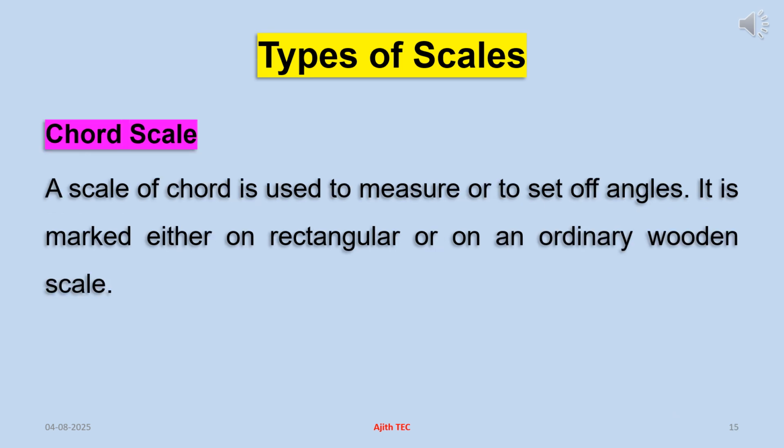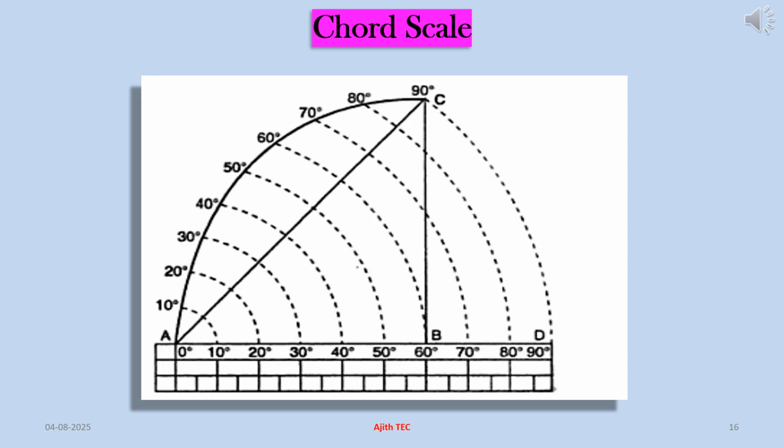Chord scale. In surveying, a chord scale is a tool used to accurately set out or measure angles, particularly in situations where a protractor is not readily available or practical. It utilizes the concept of chord lengths on a circle to represent and determine angular measurements. This slide shows how to represent a chord scale with relevant angular readings in degrees. Chord scales are valuable for laying out boundary lines, construction layouts, and other situations where precise angular measurements are needed but protractors are not available.